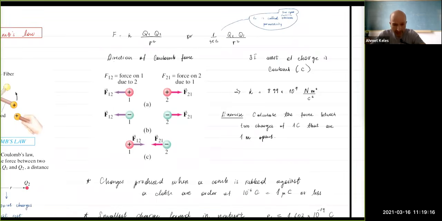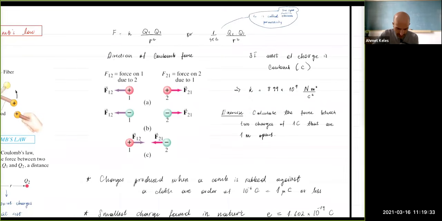Since we are talking about force, we also have to decide about the directions, because force is supposed to be a vector, and a vector comes with a direction, right? As well as magnitudes. And the direction is like this. If it's equal charges, for example, this is positive, this is positive, the force on 1 by 2 is repulsive, so it's in this direction, and the force on 2 by 1 is in this direction. If they are negative charges, we have the same thing. Force on 1 by 2 is repulsive in this direction, and force on 2 by 1 is repulsive in this direction.